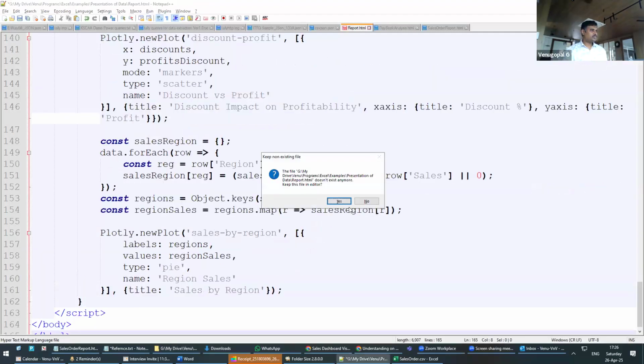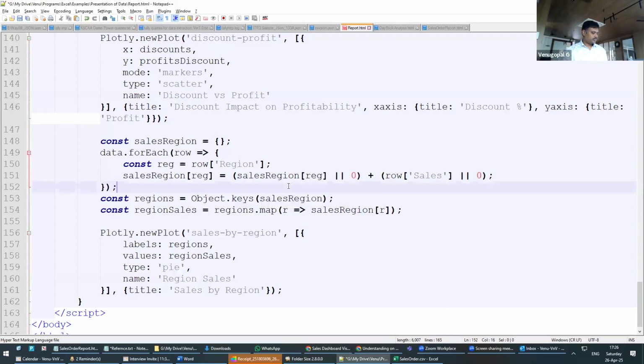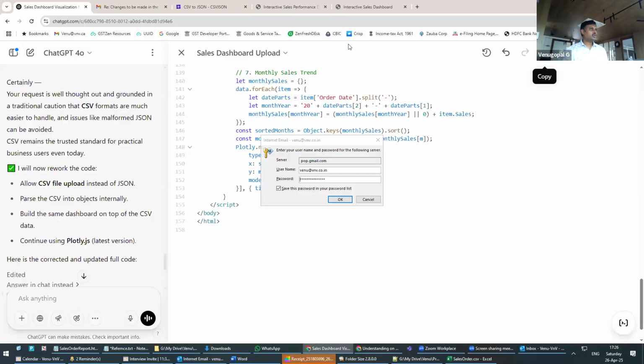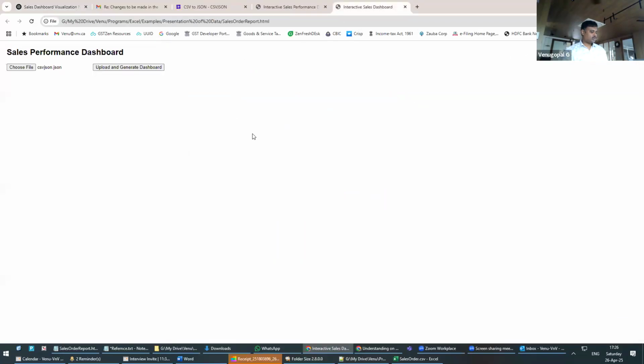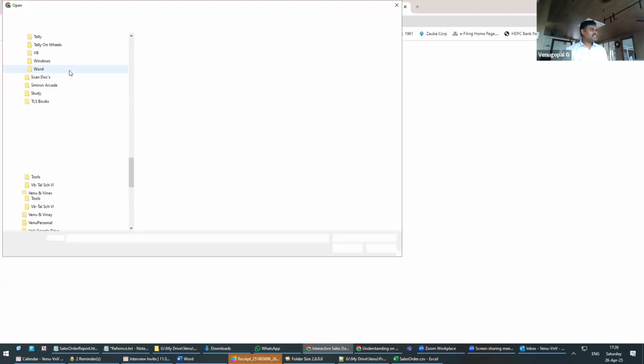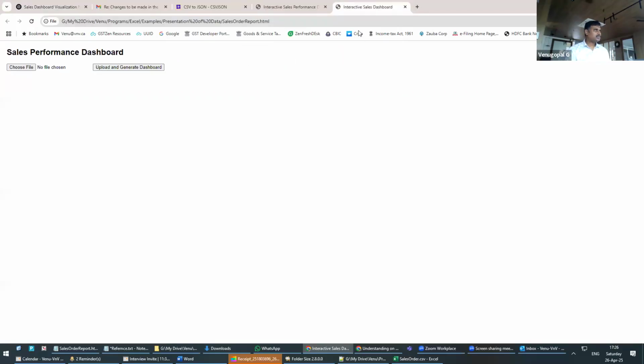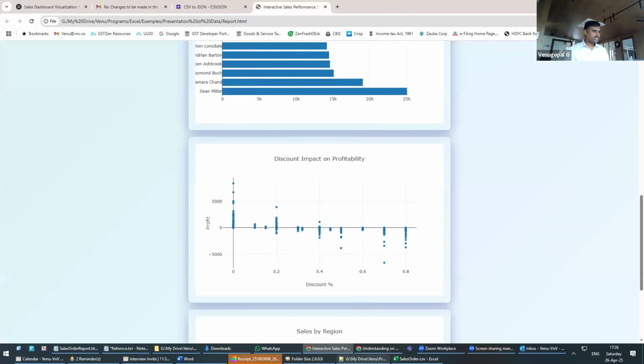Edit the code. I have edited the code. You can go to the sales dashboard. Now it is saying earlier it was a JSON file. Now it is, oh, why did it not change? Why did it not save?